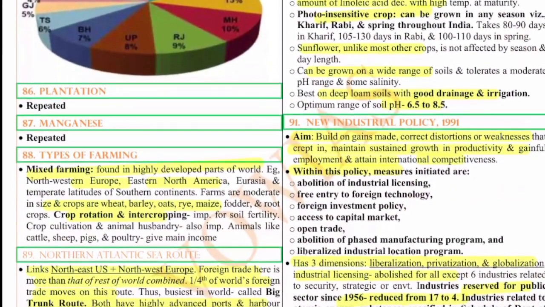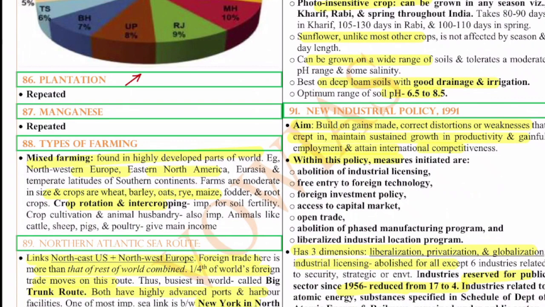The 86th question is on plantation. This is a repeated question. We have already discussed it in the previous lecture. The 87th question is on manganese. The manganese question is also repeated. We have discussed it already.